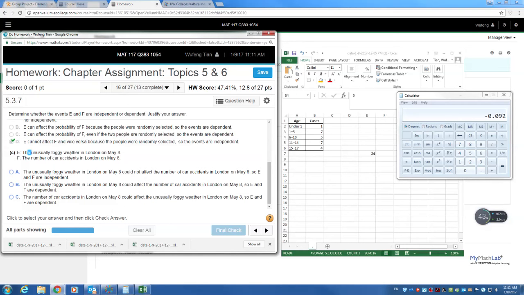The unusually foggy weather in London on May 8th, the number of car accidents on May 8th. Okay, so they could. The unusual foggy weather in London on May 8th could affect the number of accidents, so they are dependent.